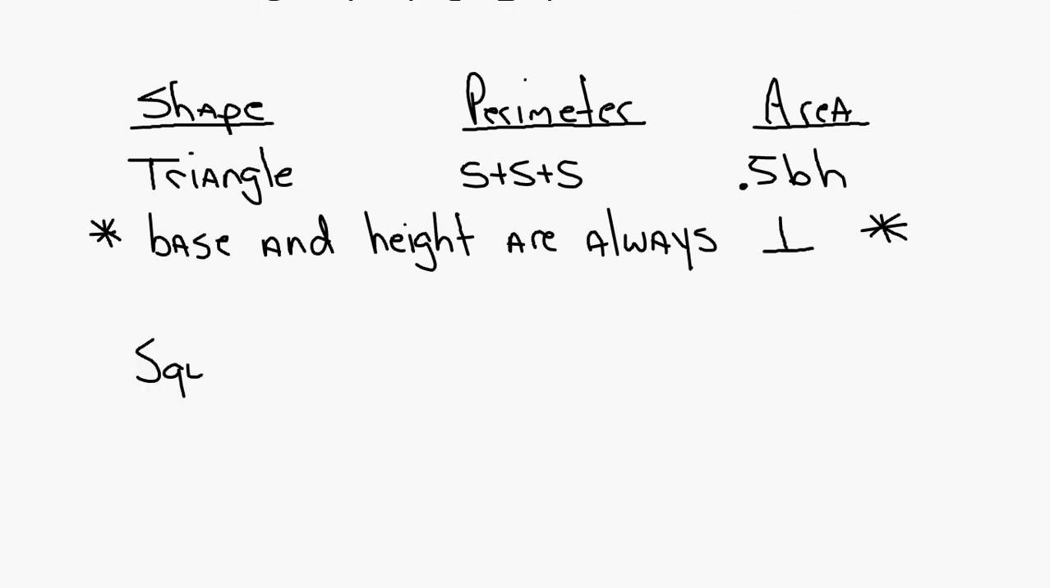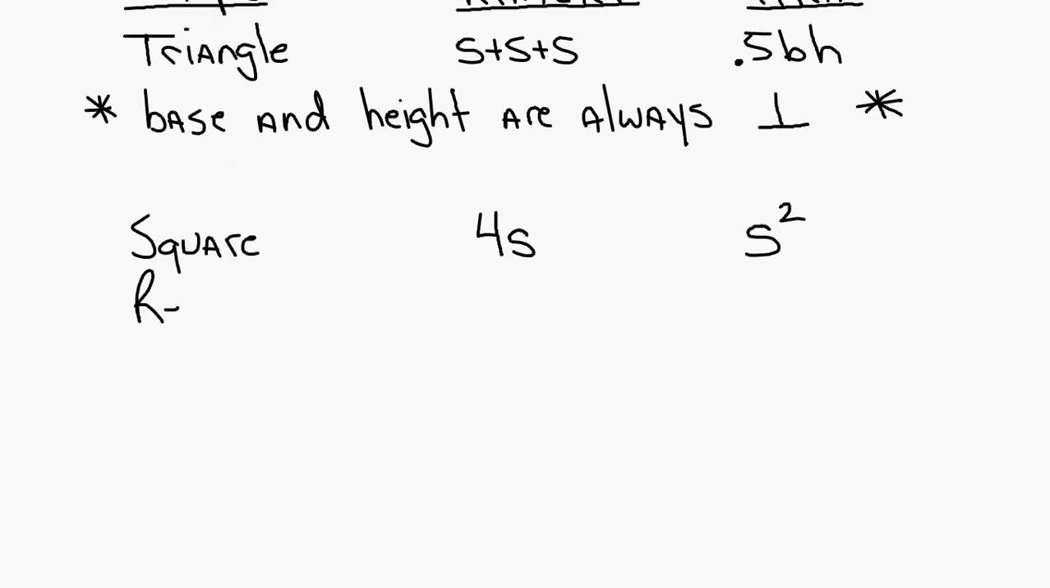So on a square, the perimeter is equal to 4 times the length of a side, because all the sides are equal. And the area is equal to one of the sides squared. In a rectangle, the perimeter is equal to 2 times the length plus 2 times the width. And the area is equal to the length times the width.